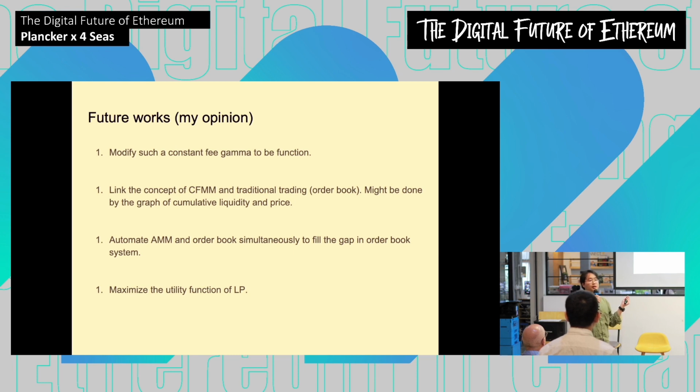Like what they are doing in Uniswap right now, which is called time-weighted AMM, to partition the assets into many parts and then trade one by one. That is also some kind of changing the gamma here.